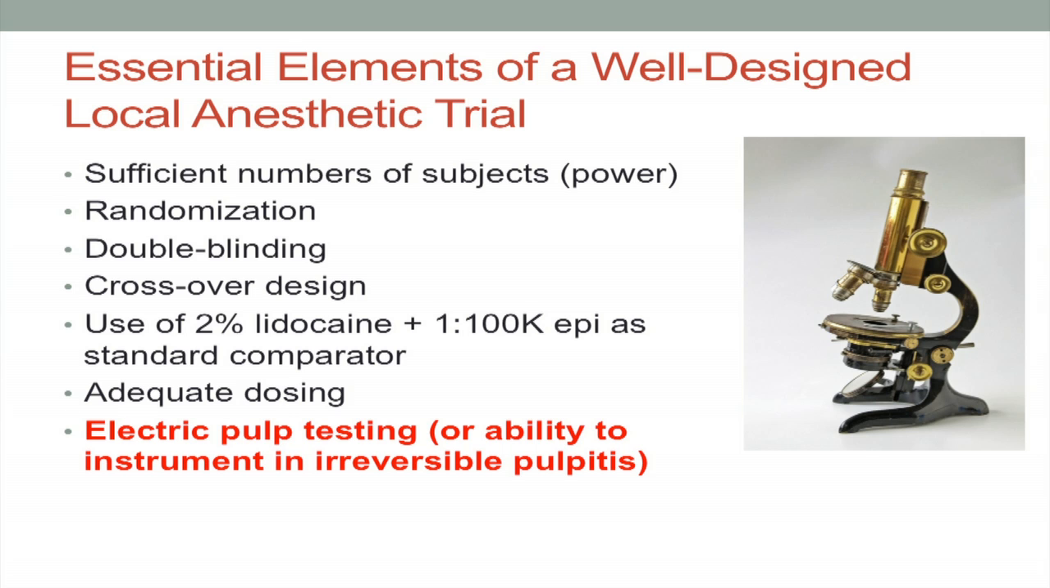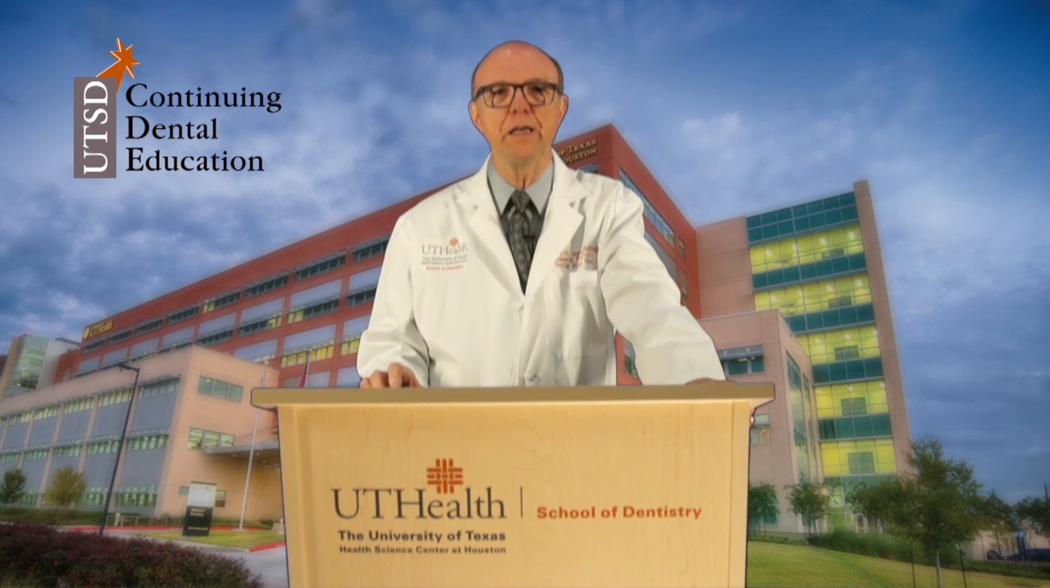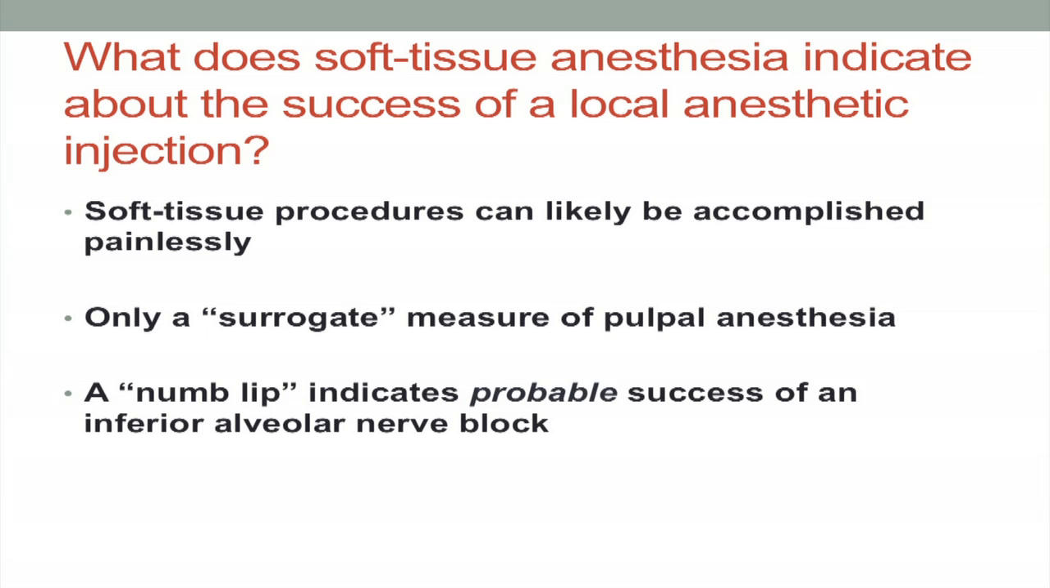Now, you probably use soft tissue numbness as an indicator of successful anesthesia, but unfortunately, it is not always a successful indicator. So, what does soft tissue anesthesia indicate about the success of a local anesthetic injection? Soft tissue procedures can be accomplished painlessly if soft tissue anesthesia is present. Only a surrogate measure of pulpal anesthesia is provided, meaning that unless you test the tooth specifically, you can't be sure that you have pulpal anesthesia. And a numb lip indicates a probable success of an inferior alveolar nerve block, but again, the anesthesia may fail in cases of irreversible pulpitis, even though you have a numb lip.